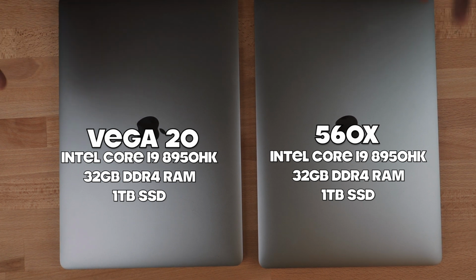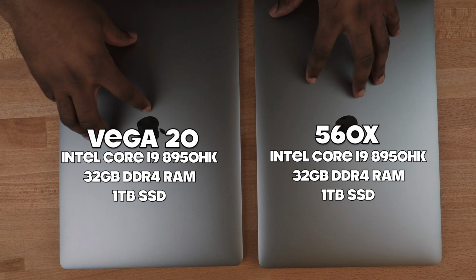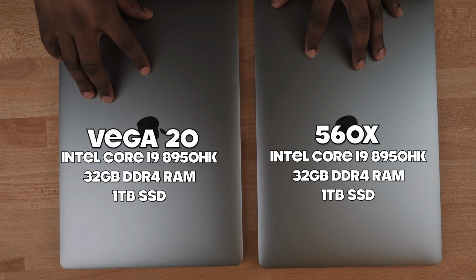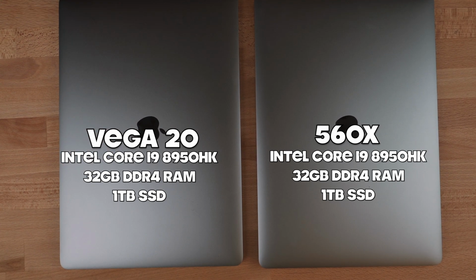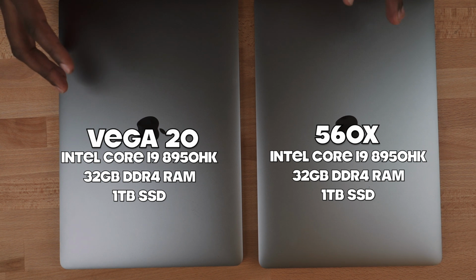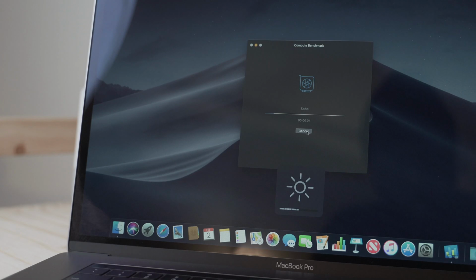They both are rocking the new Intel Core i9-8950HK. This is a 6-core part that can turbo boost up to 4.8 GHz. They're also sporting 32GB of DDR4 memory and a 1TB SSD. So to kick off this head-to-head, we're actually going to start in macOS.